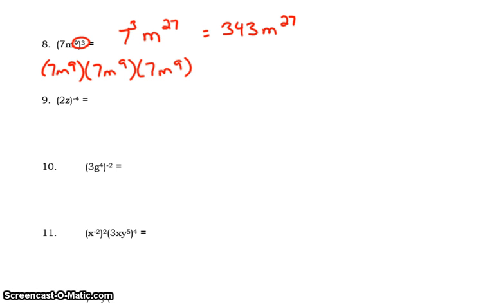M to the 27th. Now, if you're told to find the value of a number, then we are going to have to actually do the multiplication like 7 to the 3rd. But if you're just told to simplify, then you don't have to. You can leave it as 7 to the 3rd.